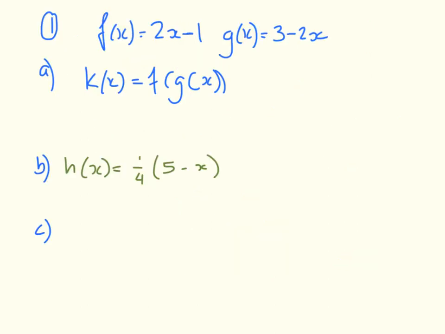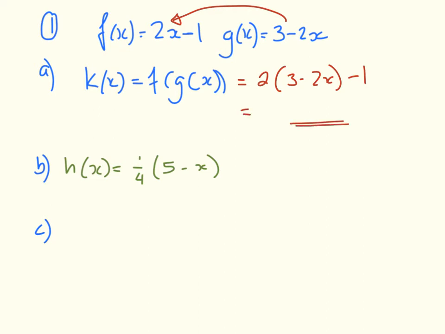Question 1, functions question. First thing we need to do is work out f of g of x. So that means we need to put the g into the f formula. Every place there's an x we're going to replace with that. So we're going to get 2 bracket 3 minus 2x take away 1. And then you can just remove the brackets and tidy that up.